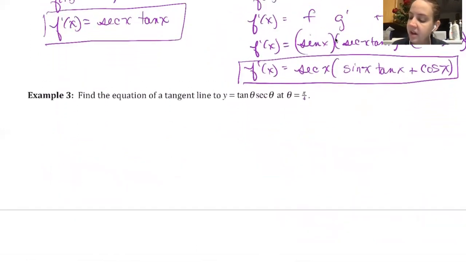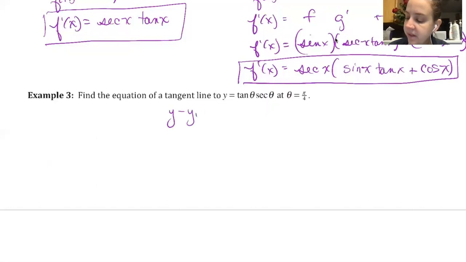Find the equation of a tangent line to y equals tangent theta secant theta at pi over 4. So I see a product rule, I see trig functions, I see the equation of a line, and I see the unit circle. There's a whole lot going on here. So let's start with, remember that point slope.